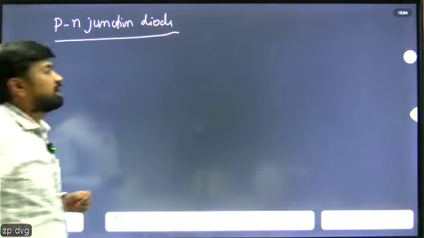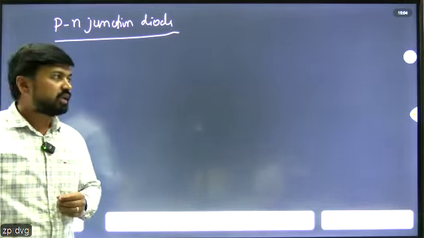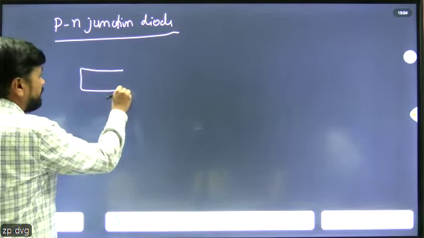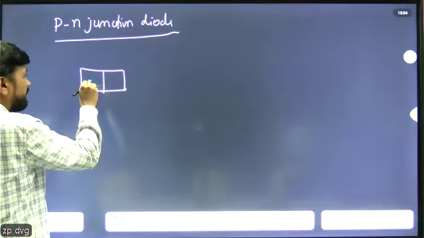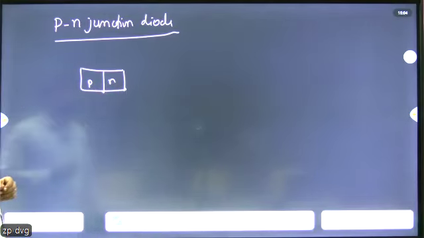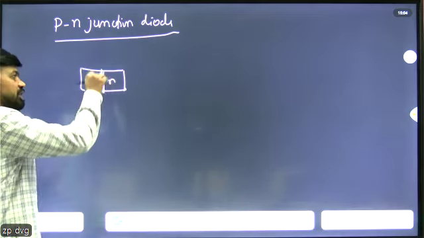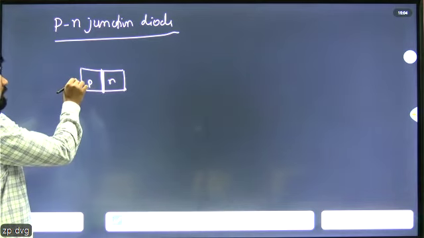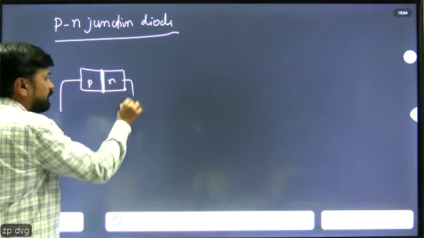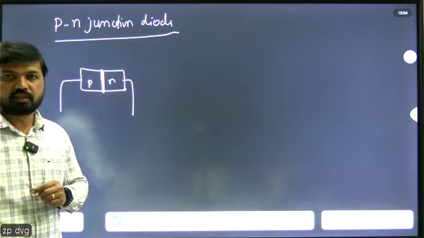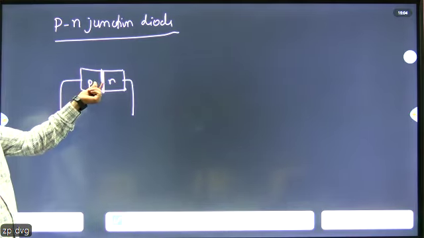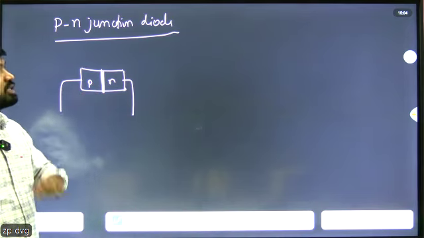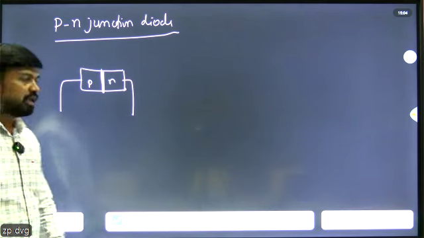PN junction diode is also known as semiconductor diode. So what is a PN junction diode? Here one P-type semiconductor and one N-type semiconductor form a junction. It is a device having one PN junction with two metallic terminals, known as PN junction diode or semiconductor diode.